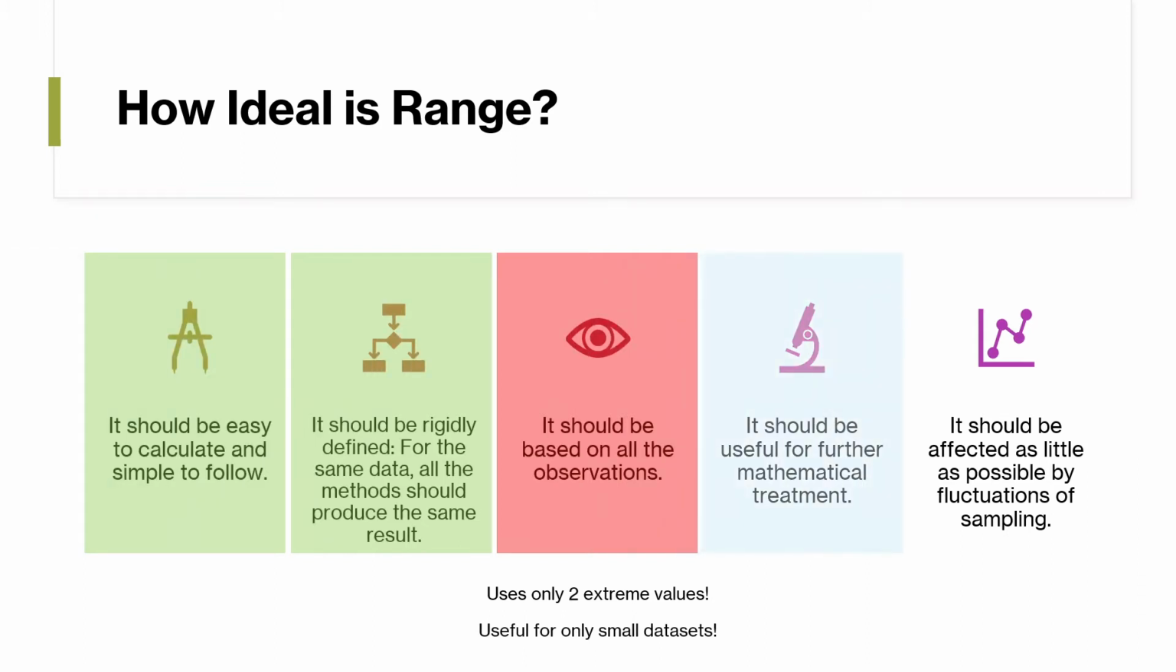When it comes to further mathematical treatment, since it's rigidly defined, it is suitable for further mathematical treatment. But since it's not based on all observations, I'm a bit doubtful about the insights it can give you. The same applies to fluctuations in sampling. Since it's simply based on the maximum and minimum value, if the values are fluctuating, range might not perform that well.